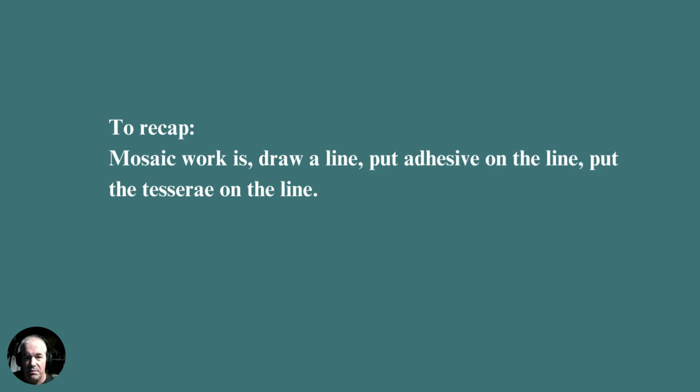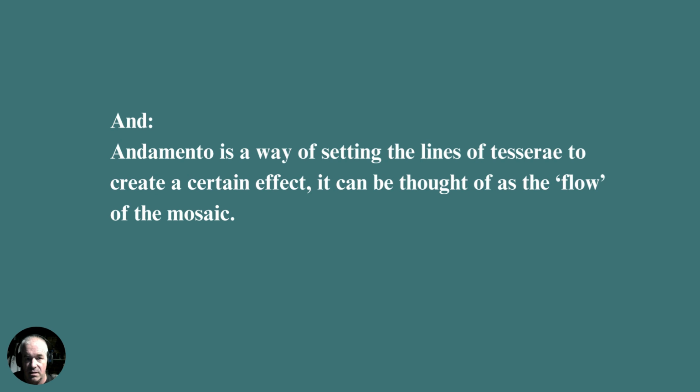So, to recap, mosaic work in its basic form is you draw a line, put adhesive on the line, put the tessellite on the line, mosaic tiles on the line. Now, add to that, andamento is a way of setting the lines of tessellite to create a certain effect. It can be thought of as the flow of the mosaic.